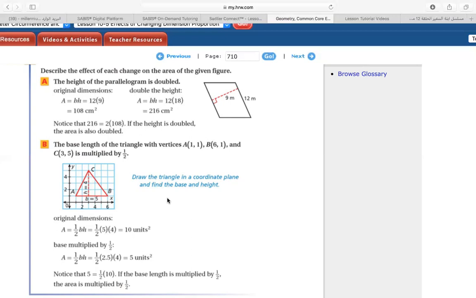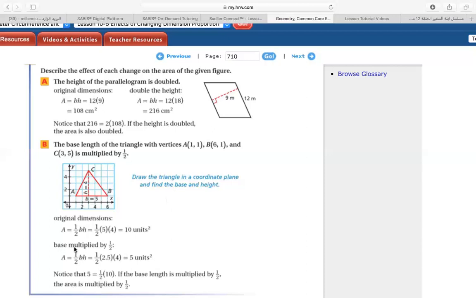So what happened here to the height? The height is multiplied by half. Multiplied by half means it is half its length. So half of 4 is what? It is half, and it is multiplied by half.